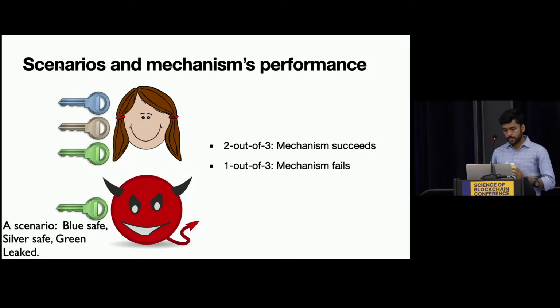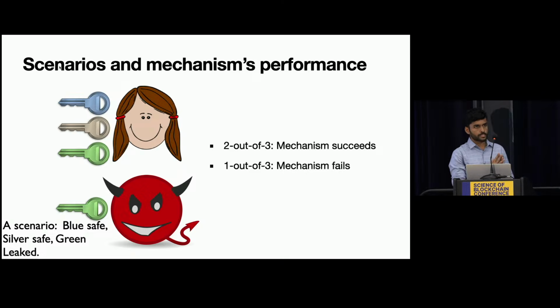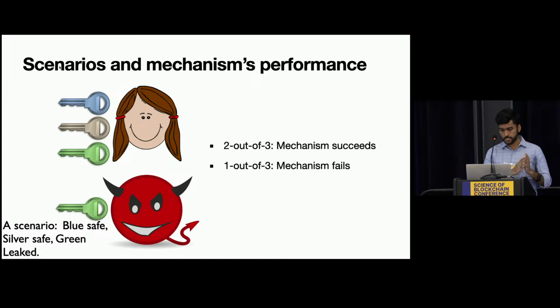And then we can start looking at concrete mechanisms and see how they perform under different scenarios. So let's say we have the following scenario where we have 3 credentials, blue, silver, and green. The user has all 3 credentials, but the green credential is also leaked, so the attacker also has access to it. So in this particular scenario, we say that the 2 out of 3 mechanism succeeds because only the user can authenticate. Whereas in this exact scenario, we say that the 1 out of 3 mechanism fails because the attacker can authenticate. So the determining factor here is whether the user alone can authenticate or not.